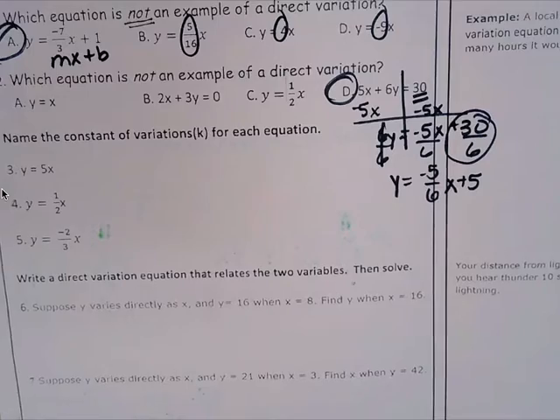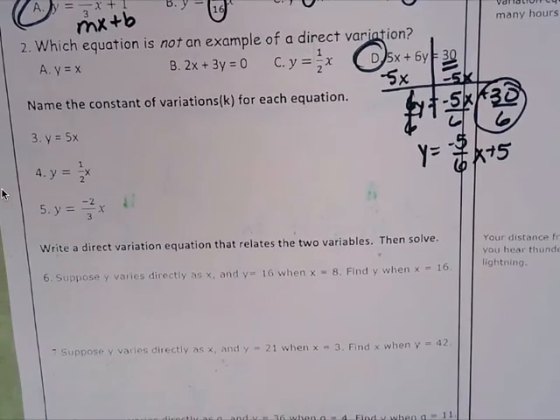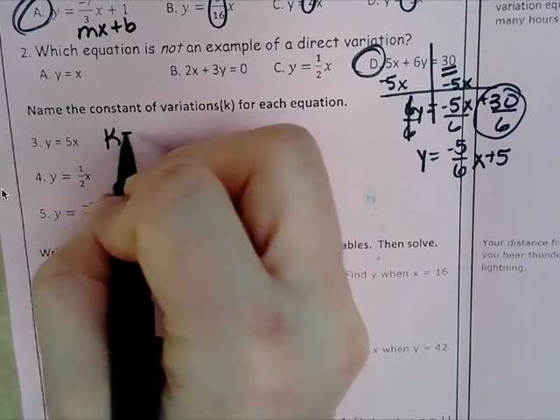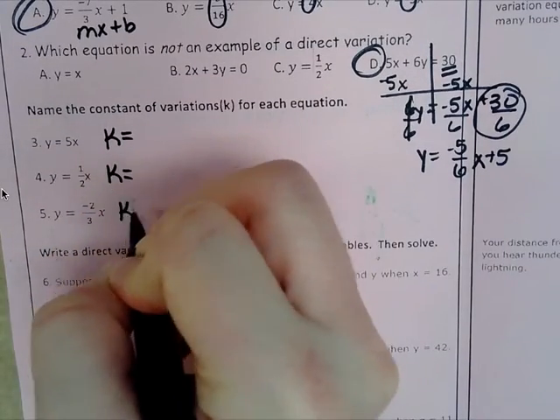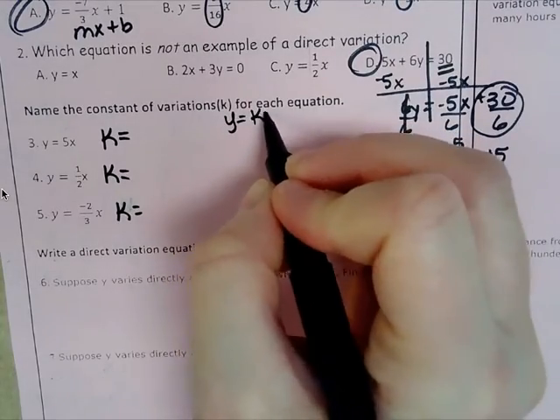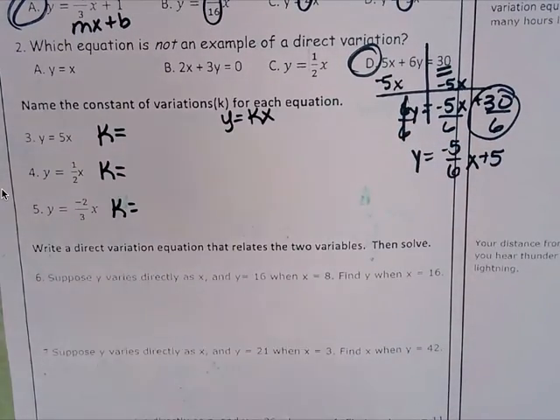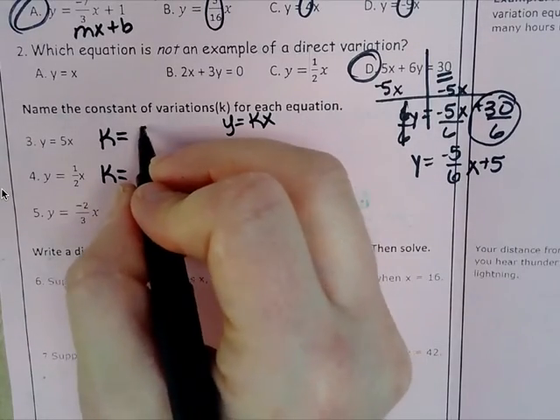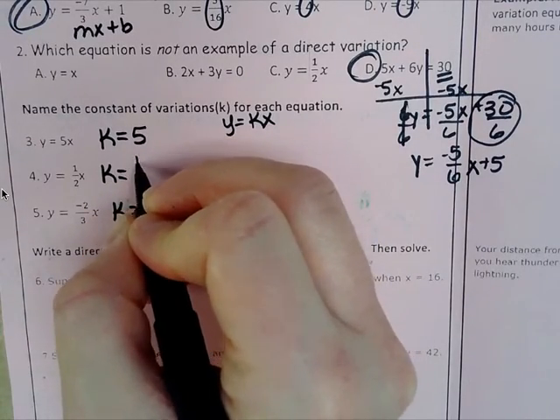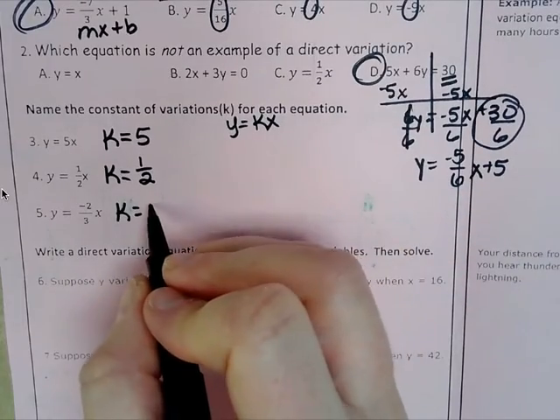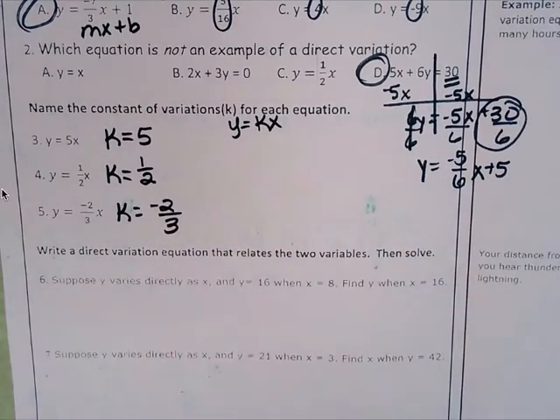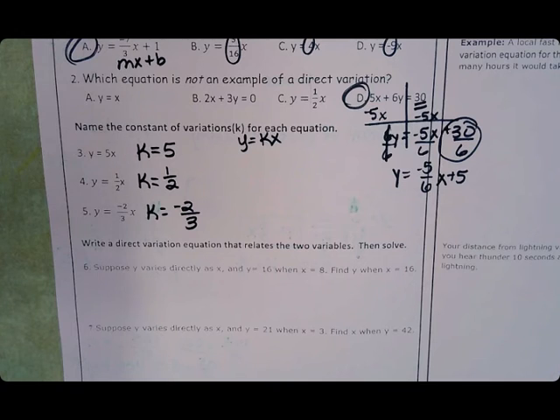All right, 3 through 5. Name the constant variation k for each equation. K equals, what does k equal on each one of these? Y equals kx is the equation. Yep, first one's 5. Second one is 1/2. Third one. All right, that is all we're going to do on these notes for today. So put those to the side. Yeah, put it in the pocket.